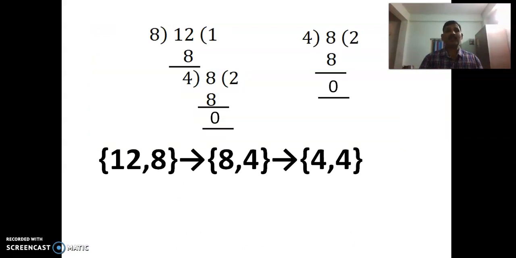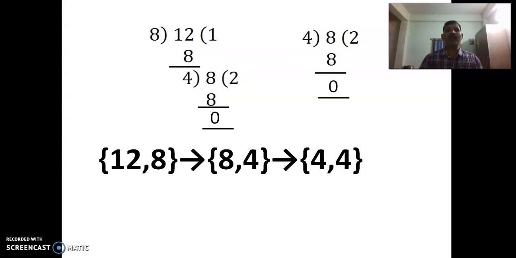Now let us try to understand this. Here we are considering two numbers, 8 and 12. When we consider 12 and 8, out of those two the smaller one is 8 and the difference is 4. So the next group is 8 and 4, and again out of 8 and 4 the smaller one is 4 and the difference is 4. When the two numbers are equal, that will become the HCF. And in the process of ordinary division it is also already shown.